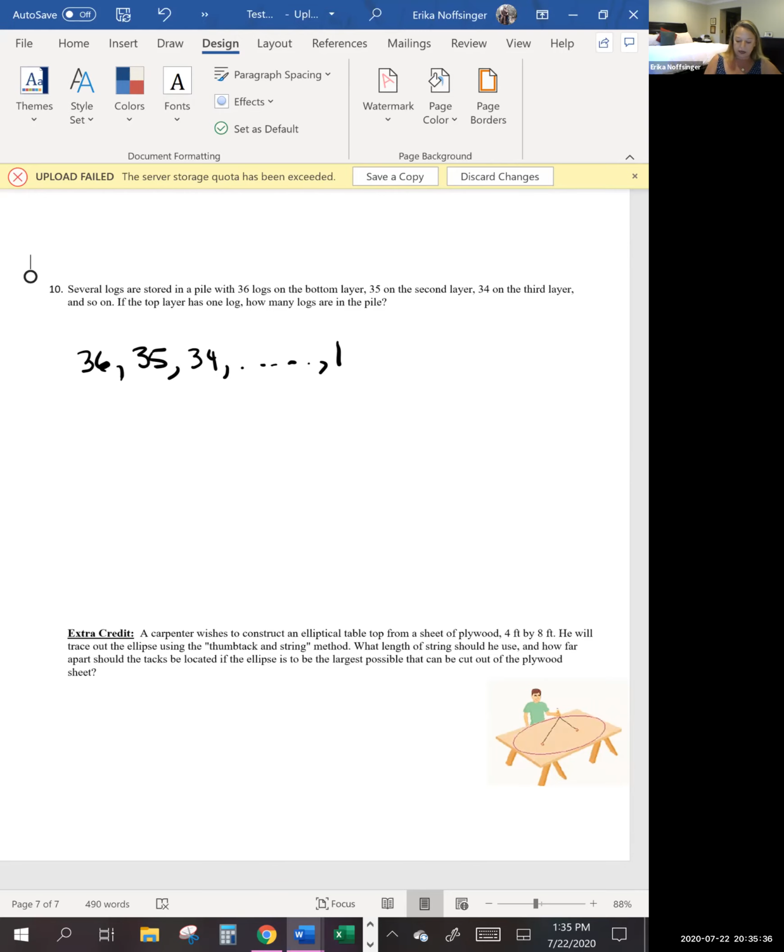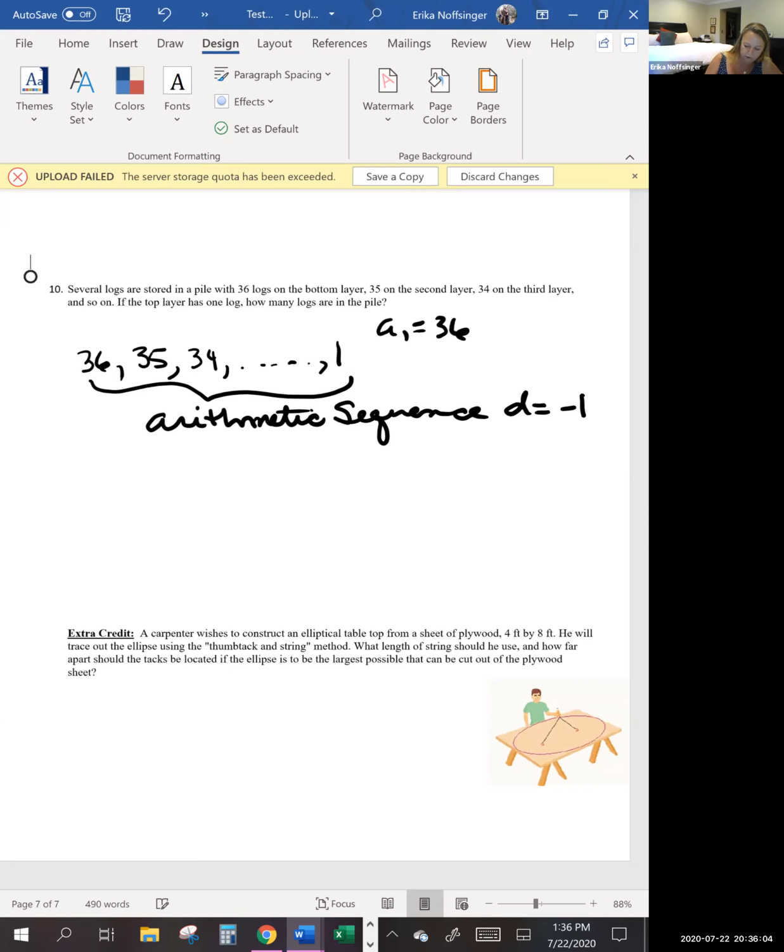Looking at this, I can tell that my first term, a sub 1, is 36. And notice that to get from term to term, we're subtracting 1. So I can see that this is an arithmetic sequence, and I can tell that d is equal to -1. So a sub n is the first term, 36, plus n minus 1, all times d, which is -1.